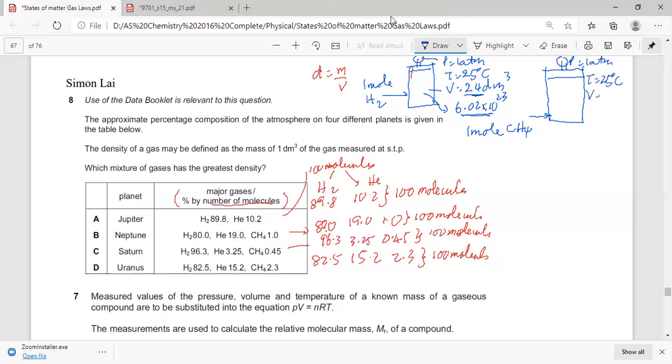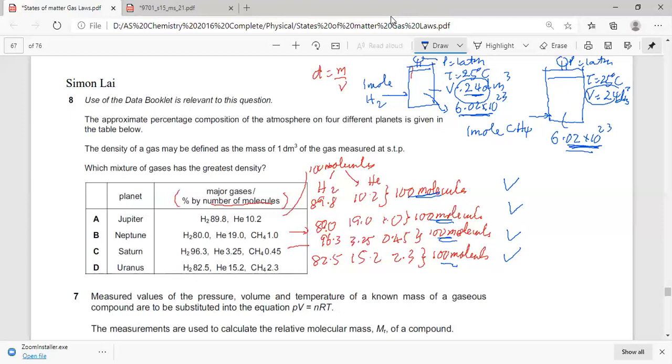The volume occupied is also what? 24, isn't it? Because of Gay-Lussac's law, 1 mole of any gas at RTP occupies the same volume. And here, how many molecules are there? Also the same number of molecules. That means they occupy the same volume. Someone can say the volume here is V.